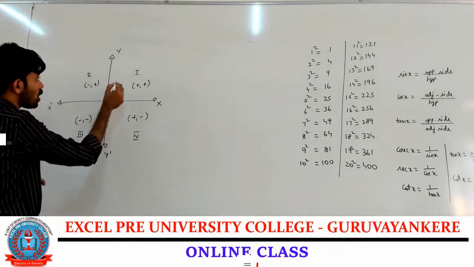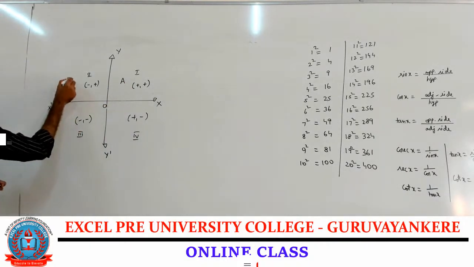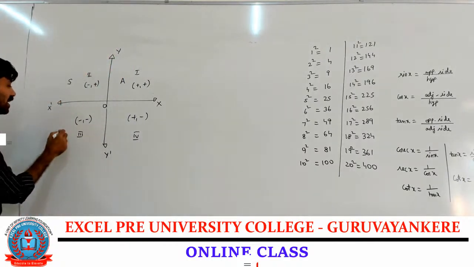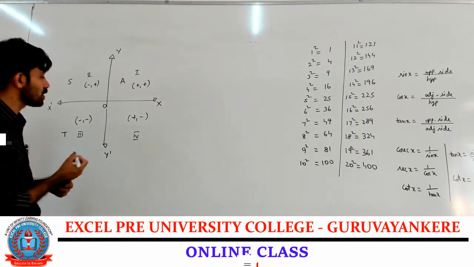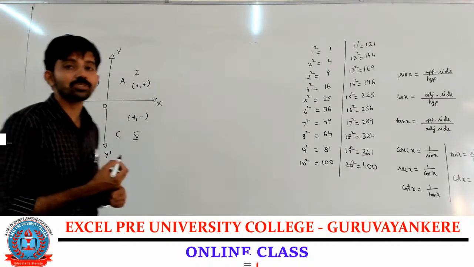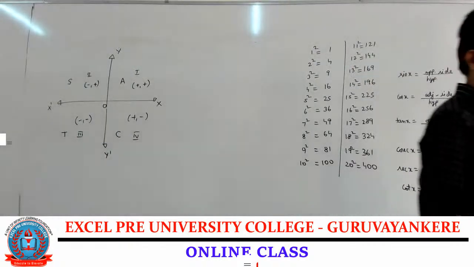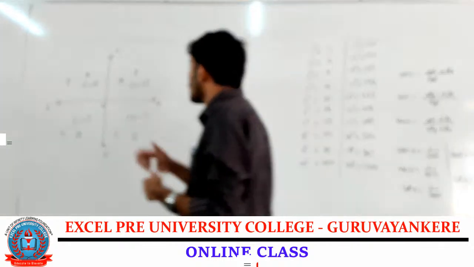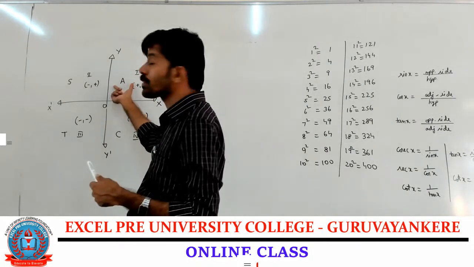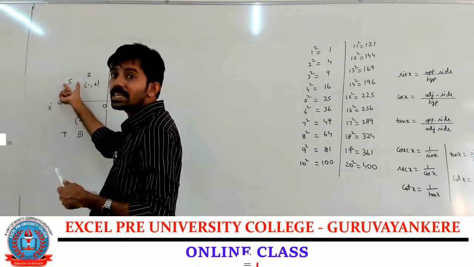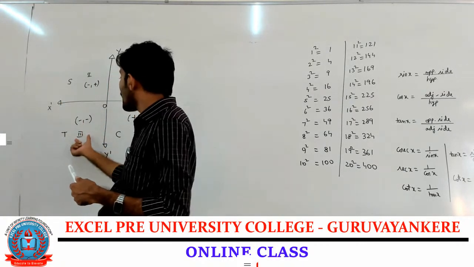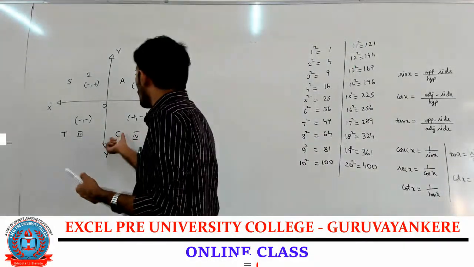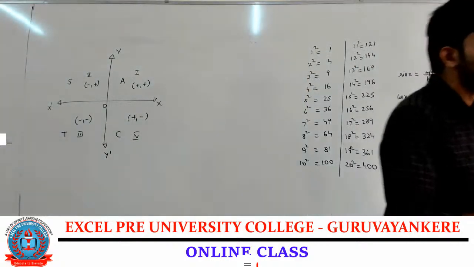First quadrant, all trigonometric functions are positive. Second quadrant, sine and the reciprocal of sine, cosec, are positive. Remember this. In the third quadrant, tan and cot are positive, remaining are negative. Fourth quadrant, cos and sec are positive, remaining are negative. Must know this: signs of various trigonometric functions in different quadrants.